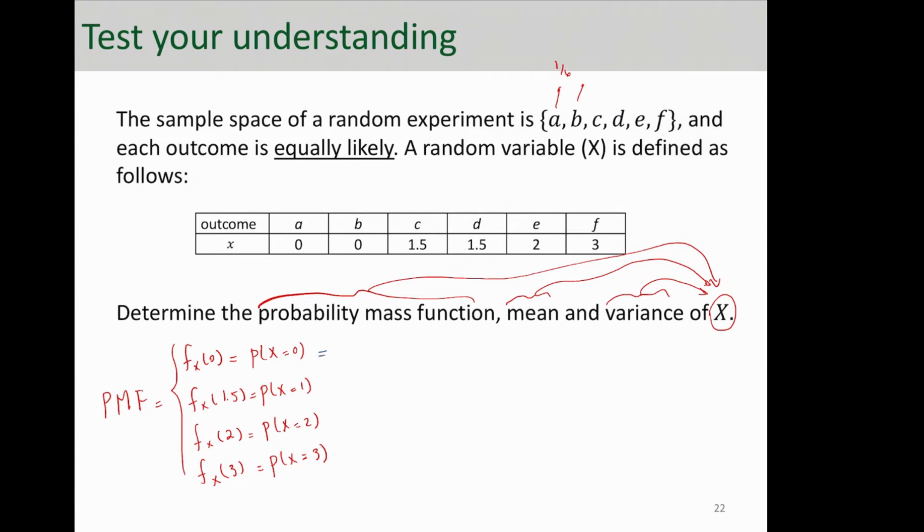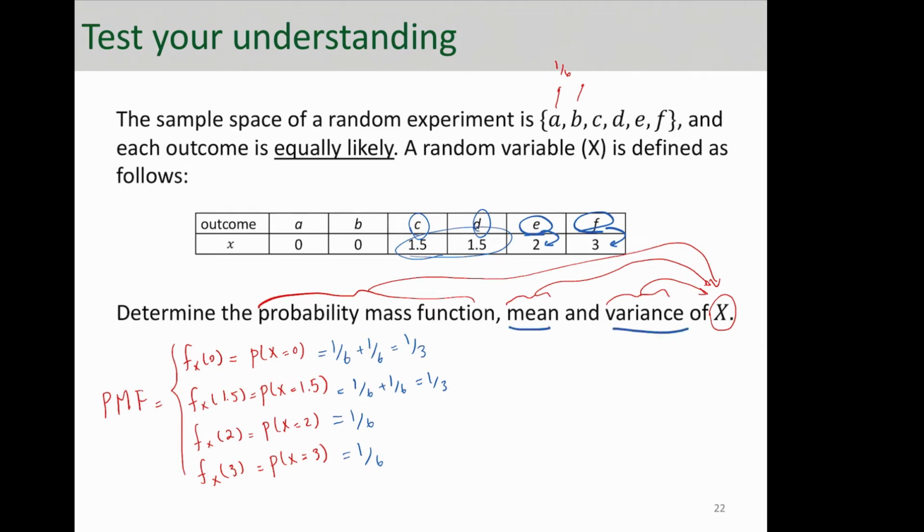Now, what is the probability of x when it's equal to 0? Well, we know that 2 outcomes give us x equals 0. Those 2 outcomes are A and B, and the probability of each is 1 over 6. So 1 over 6 plus 1 over 6 is 1/3. The probability of x equals 1.5 is the same, 1 over 6 plus 1 over 6, so 1/3, because we have 2 outcomes with 1.5 and the probability of each is 1 over 6. For x equals 2, the probability is 1/6, and for 3 also 1/6, because there's only one outcome associated with each of those 2 numbers. So that is your PMF.